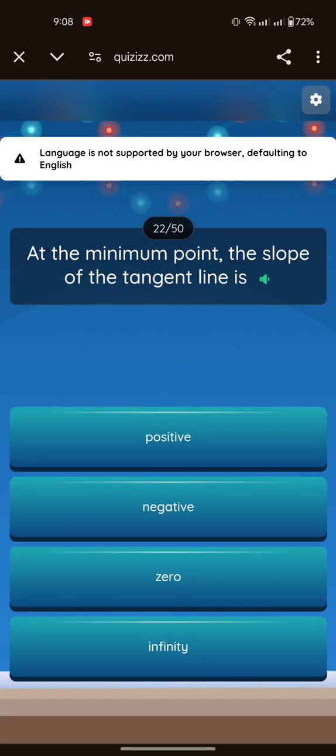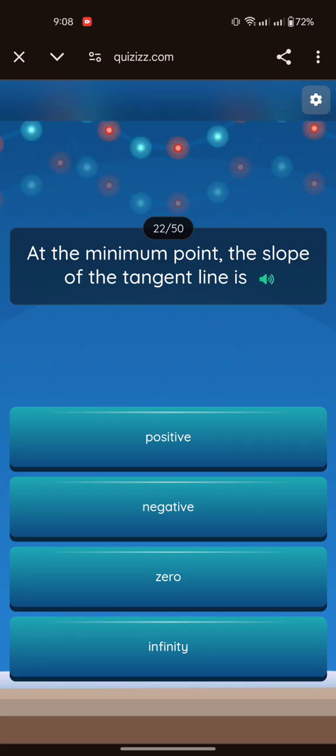Question. At the minimum point, the slope of the tangent line is. Option 1 positive. Option 2 negative.